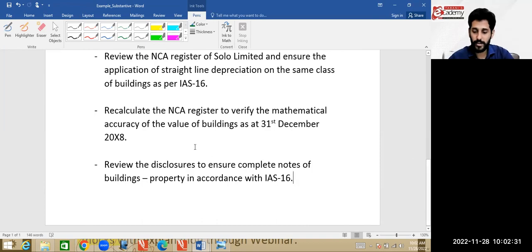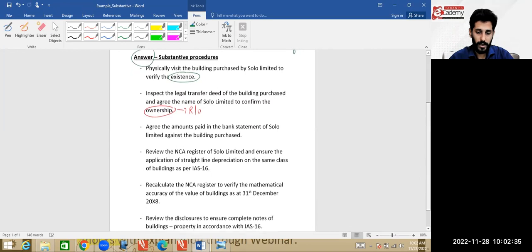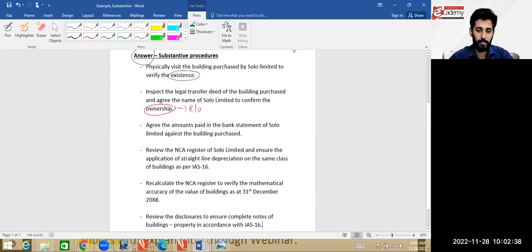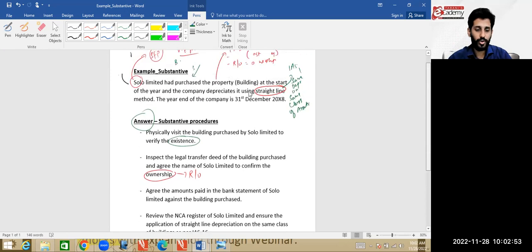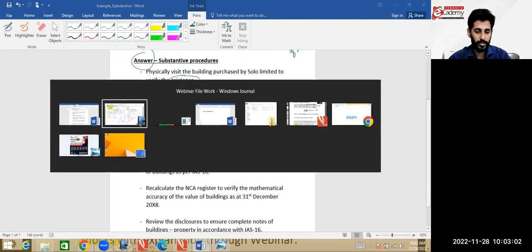So these are the tricks to write the substantive procedures. Those who are watching the recorded video, you can simply pause it and read it once again. Yes, you have read this, I am assuming. So the point to be noted is that you should focus on the related assertions and the accounting treatment. Now, there's a very simple thing to memorize when solving these.